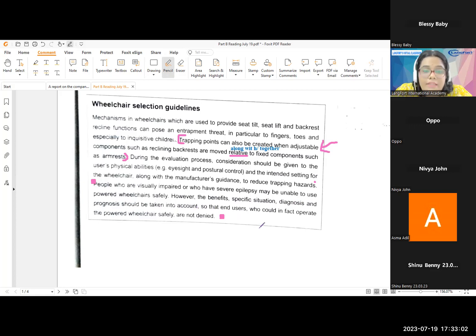Okay, let's have a look at this sentence. People who are visually impaired, people who cannot see or who have a severe case of epilepsy, may not be able to use electric wheelchairs safely.